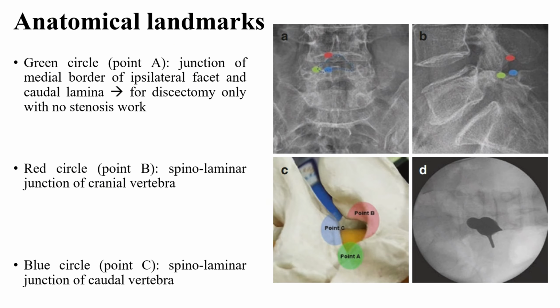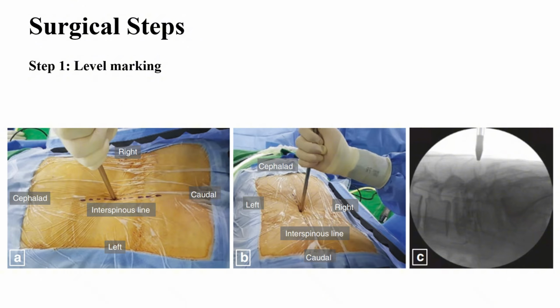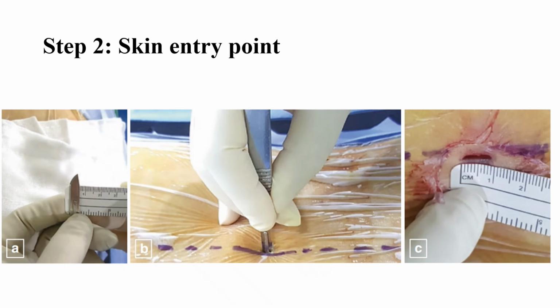So these are the three anatomical landmarks where you should first dock your obturator or the dilator and put your working sleeve inside. So the surgical steps remain. First is the level marking, just on the side of the pathology, just paraspinal, lateral to the midline. You should dock and confirm the level. Make a skin incision and go inside.